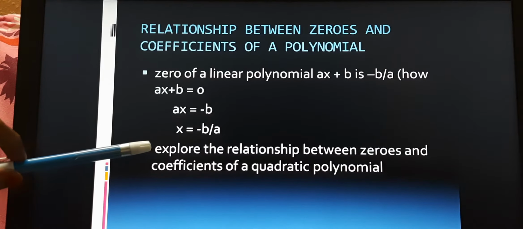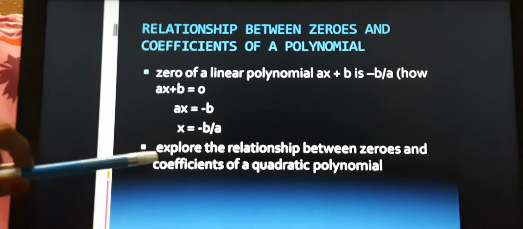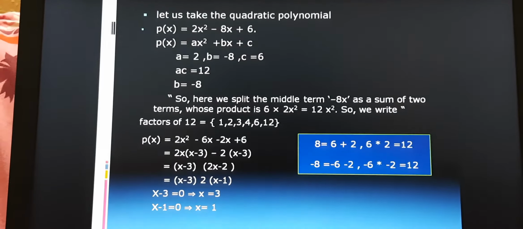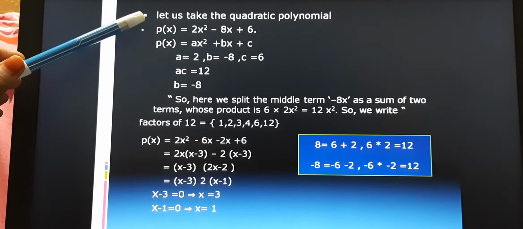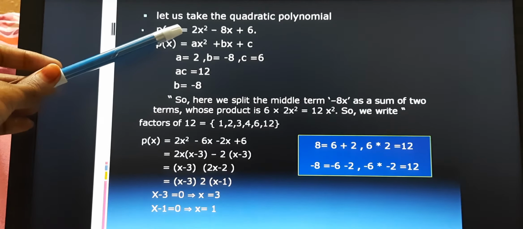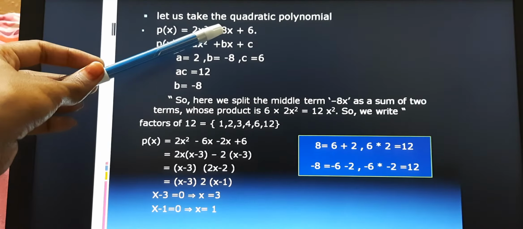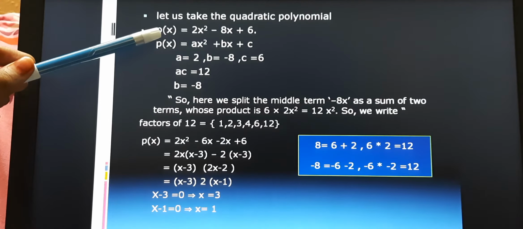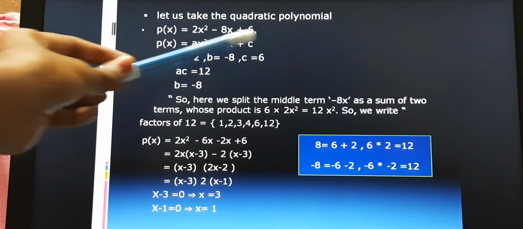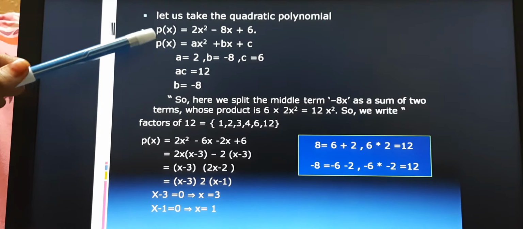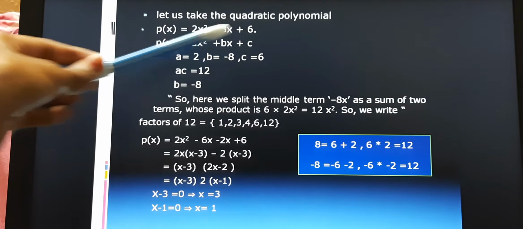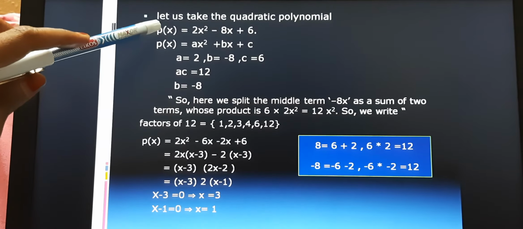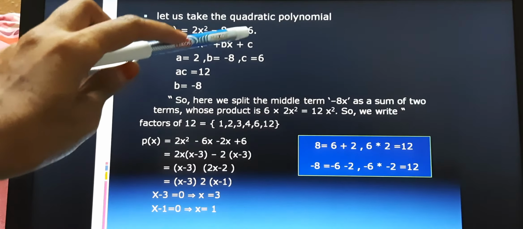In the same way, we explore the relation between zeros and coefficients of a quadratic polynomial. Let us take the quadratic polynomial p of x equals 2x square minus 8x plus 6. Do you remember in the last class, in part 6, we found the zeros of this polynomial by the splitting method, splitting the middle term?